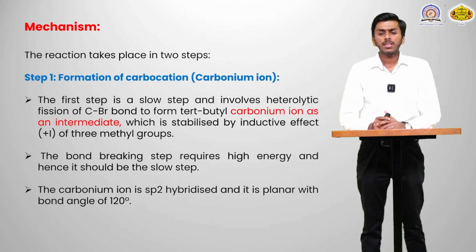Now we will discuss the mechanism of an Sn1 reaction. The reaction takes place in two steps. Step 1 is the formation of carbocation or carbonium ion. The first step is a slow step and involves the heterolytic fission of the C-Br bond to form a tertiary butyl carbonium ion as an intermediate, which is stabilized by the inductive effect of three methyl groups. The bond breaking step requires high energy and hence it is a slow step and the rate determining step. The carbonium ion is sp2 hybridized. It is planar in nature and has a bond angle of 120 degrees.